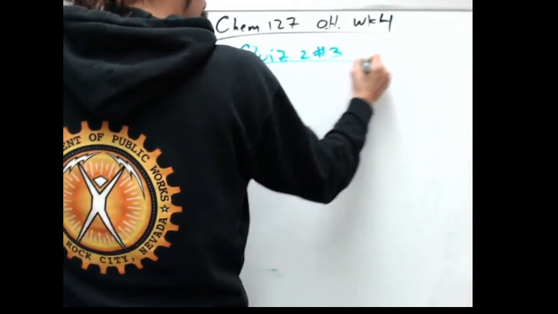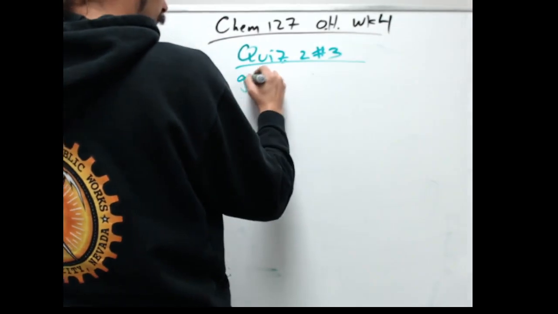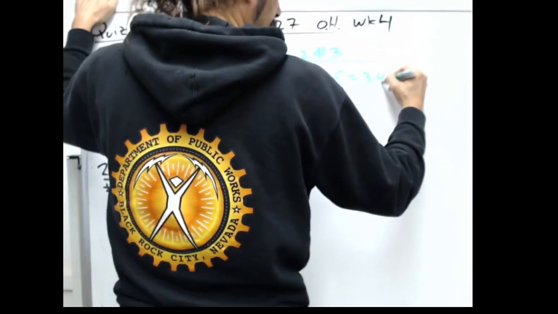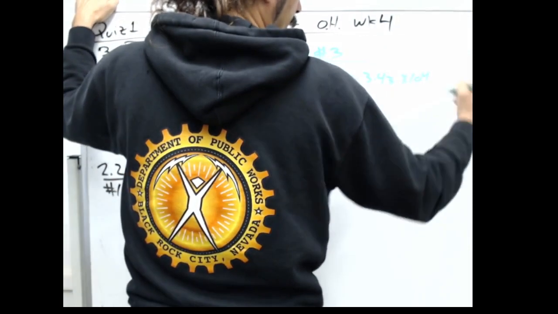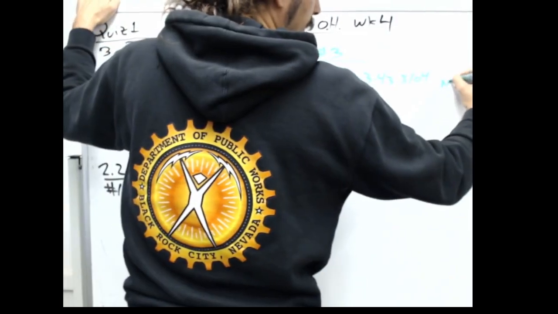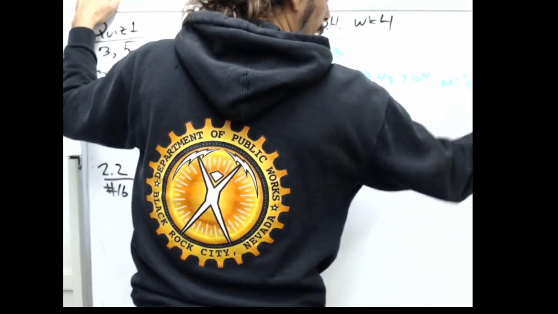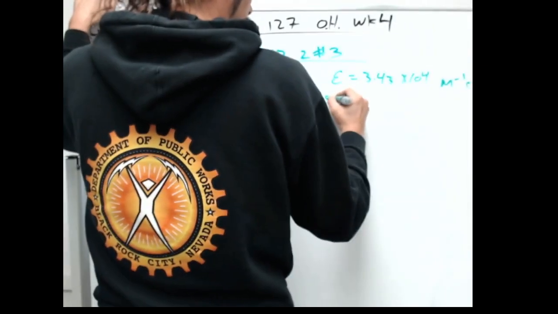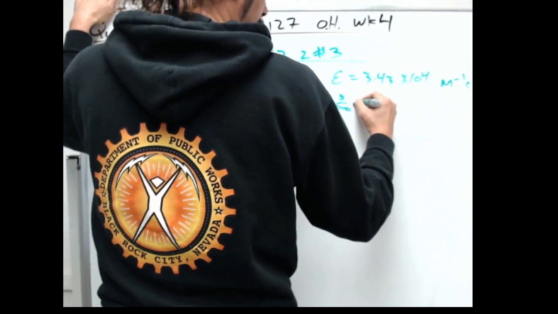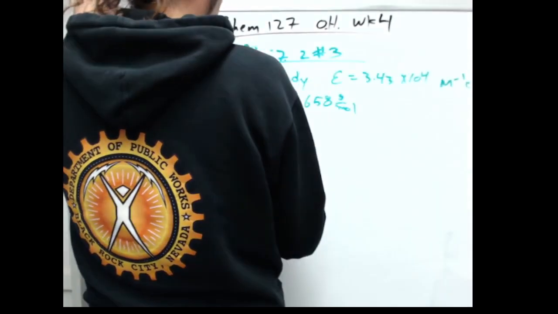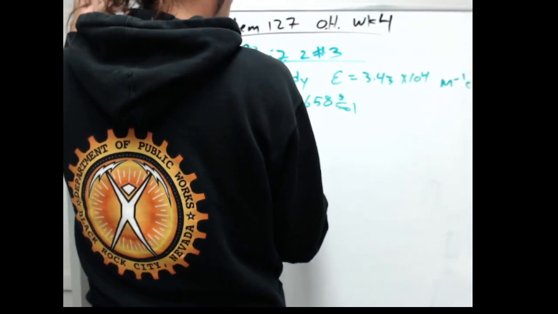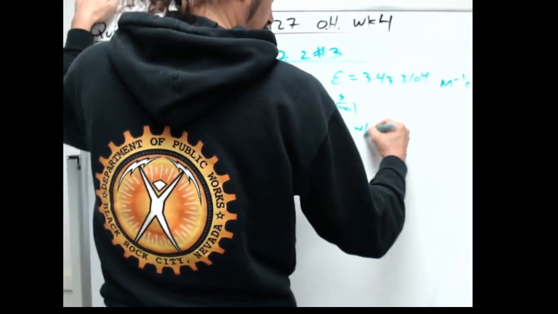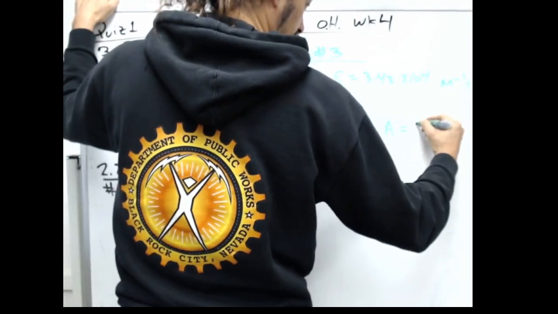Number 3. All right. Green dye number 3 has a molar absorptivity of 3.43 times 10 to the 4th power molar to the power of -1 and centimeters to the power of -1, and a molar mass of 658.5 grams per mole. What mass of green dye 3 in milligrams would you need to prepare 1.37 liters of an aqueous solution of green dye number 3 with an absorbance of 0.509?